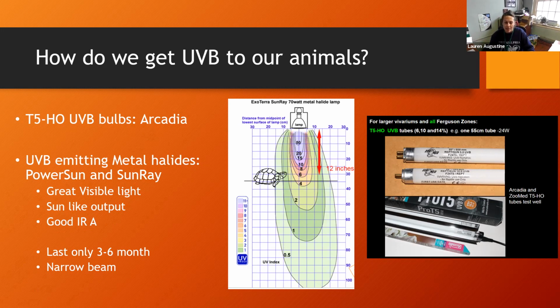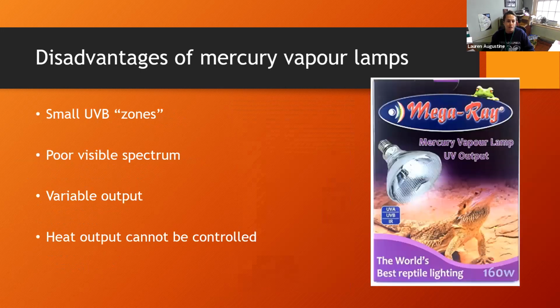The downside to some of these is that metal halides only last 3 to 6 months, and again, like I said, they have a narrow beam. These Arcadia light bulbs are lasting a lot longer than these metal halides, but again, they need to be mixed in with other types of bulbs to get the other spectrums, of course.